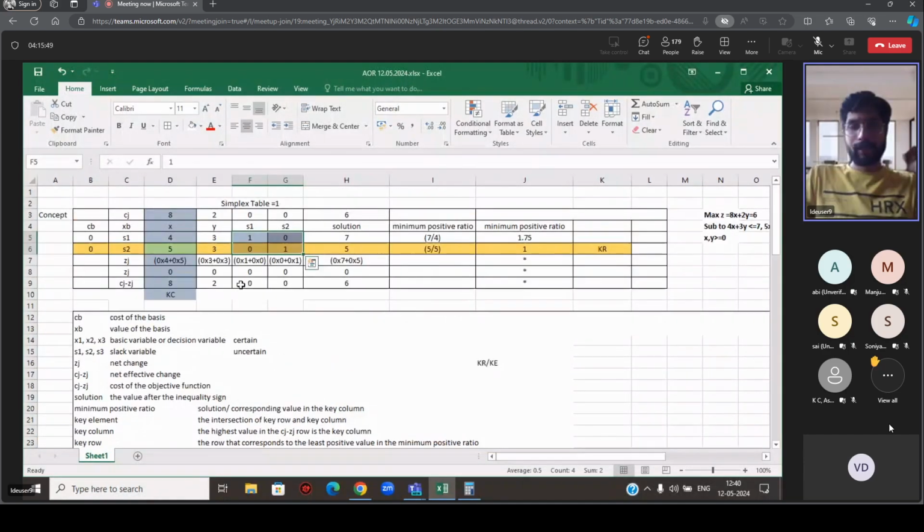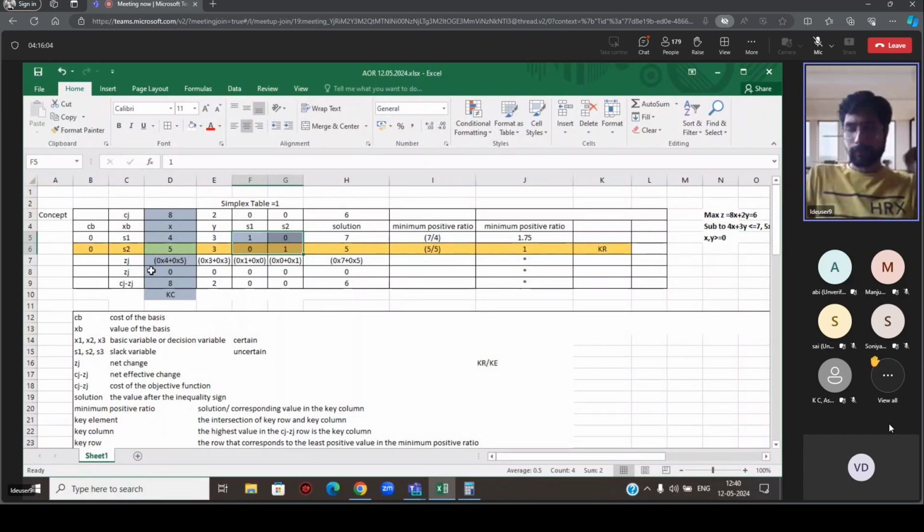Okay. After that, Zj, how do you get Zj? This into this plus this into this. Write it here. This into this plus this into this. Write it here. Do that.